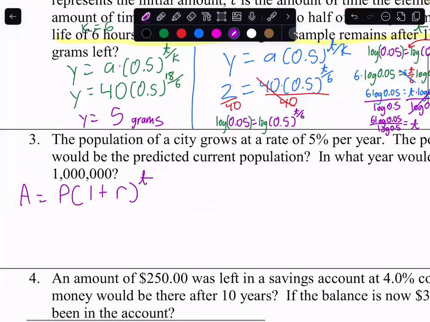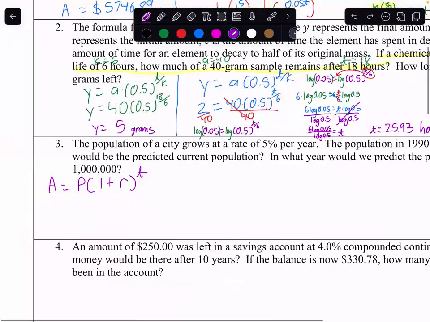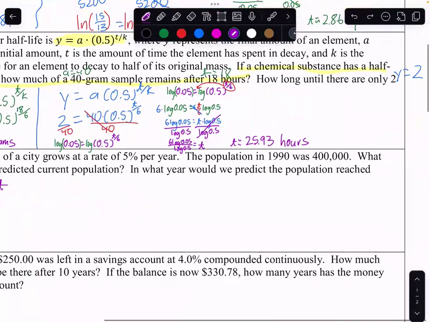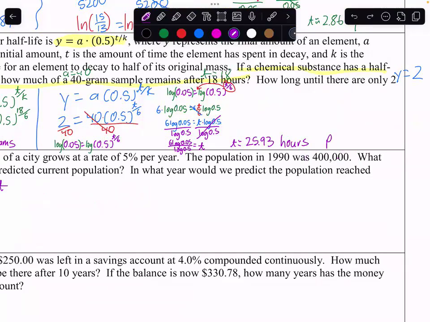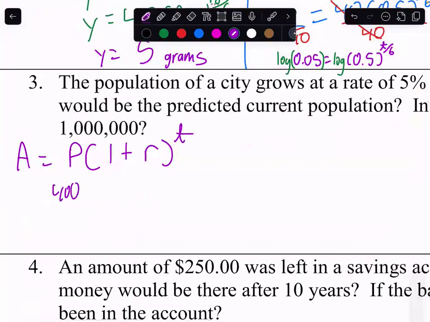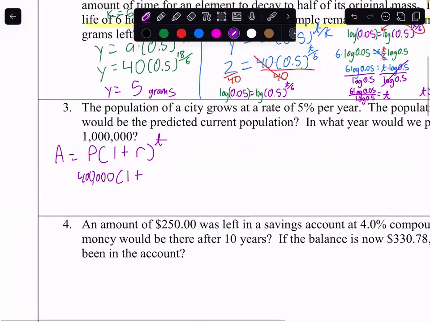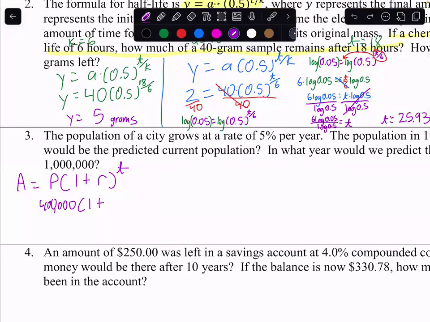Okay, so where does this formula come from? The compound interest formula looks like this, but I'm telling you that n is 1. So if n is 1, r divided by 1 is just r, and 1 times t is just t. Okay, so the initial value, 400,000. Normally it's the interest rate, but it's the rate of growth. R is 5%, which is 0.05.